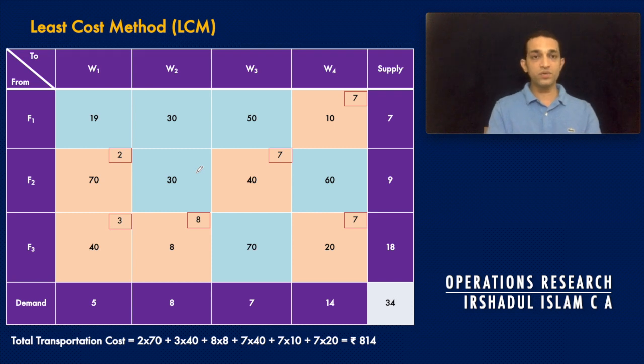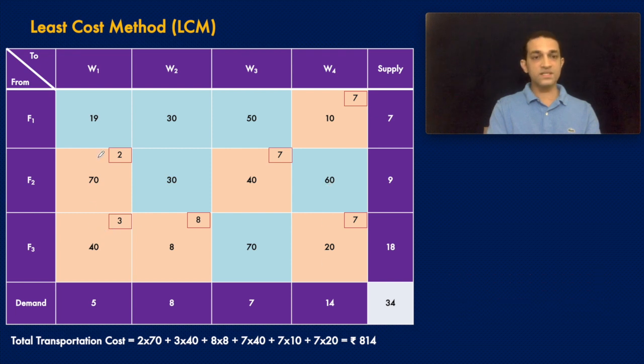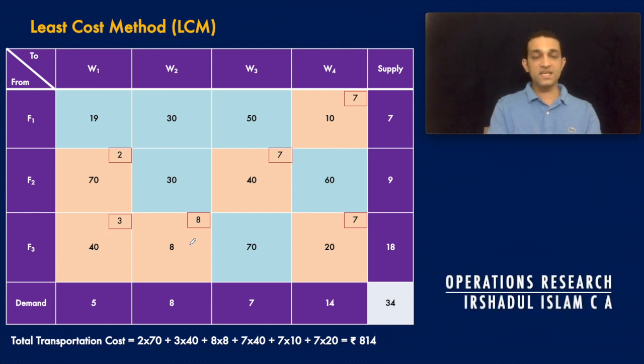So attention should go first to the least cost of all the cost elements. So we have seen this 8 is the least cost. So in this cell we are trying to allocate the maximum. The demand is 8 and the supply is 18. So we will allocate this 8 here. So the remaining 10 will be there. Then we will move to the next least cost.